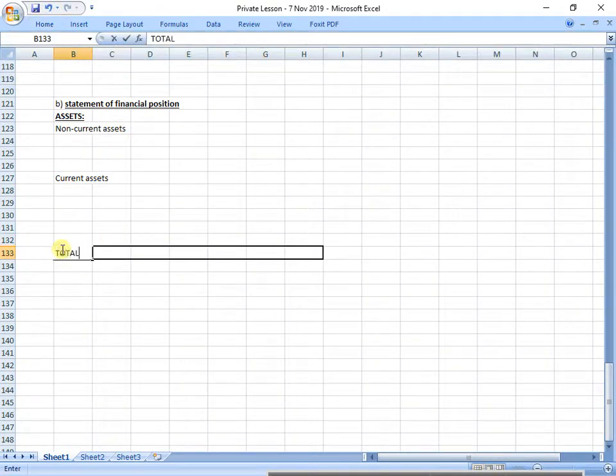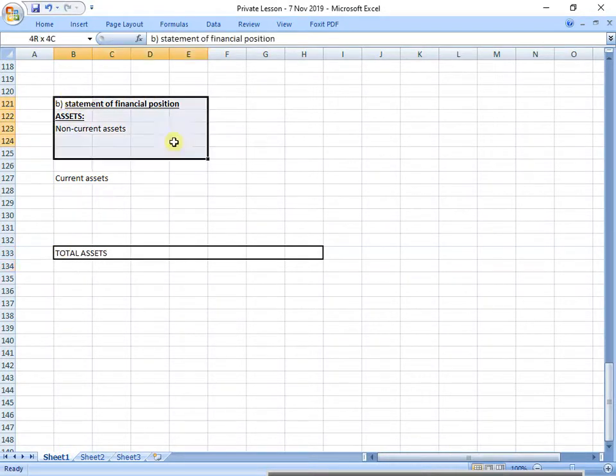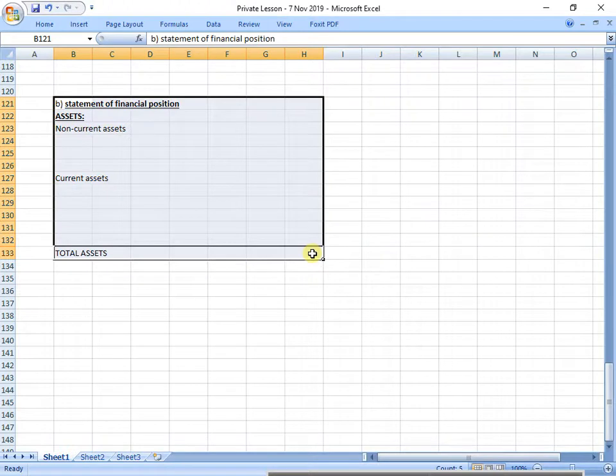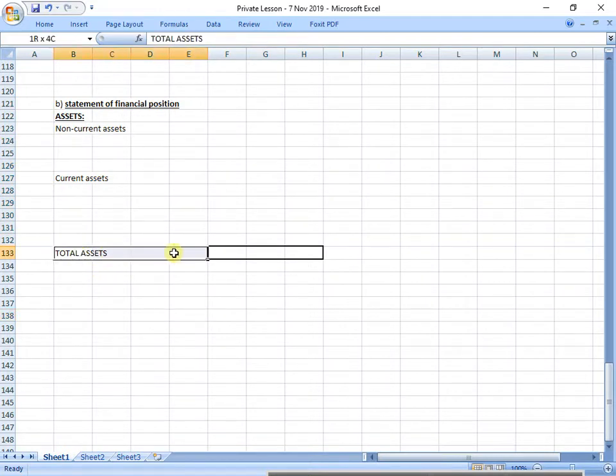Right, then you'll have total assets. Okay, again, format. I'm giving you a very basic format. Go study the format that you've been given in your textbook and just use it. Should be similar though. Okay, then you have equity and liabilities. Here's the next section. In this section, you'll have a section for equity.